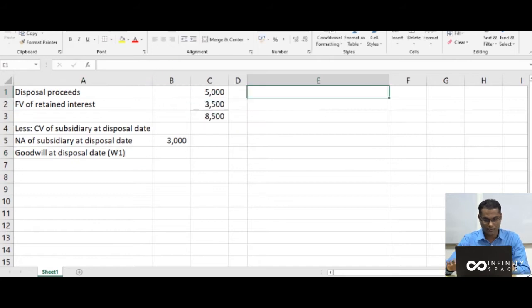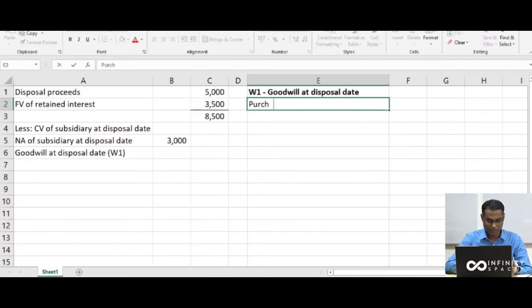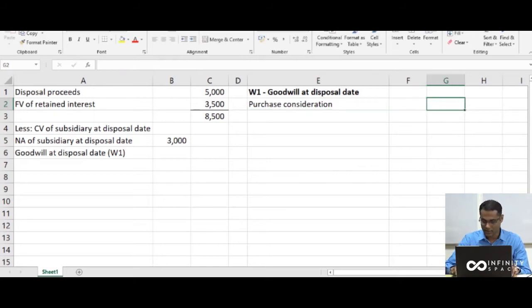So I will open up my workings here. Working number 1, goodwill at disposal date. For me to calculate the goodwill at the disposal date, I need to first calculate the goodwill at the acquisition date. Goodwill is calculated at the date where the subsidiary was acquired by the parent. To calculate it, I need to know the purchase consideration. That is the first figure given in the table. The cost of investment is 6,000. So the purchase consideration is 6,000.